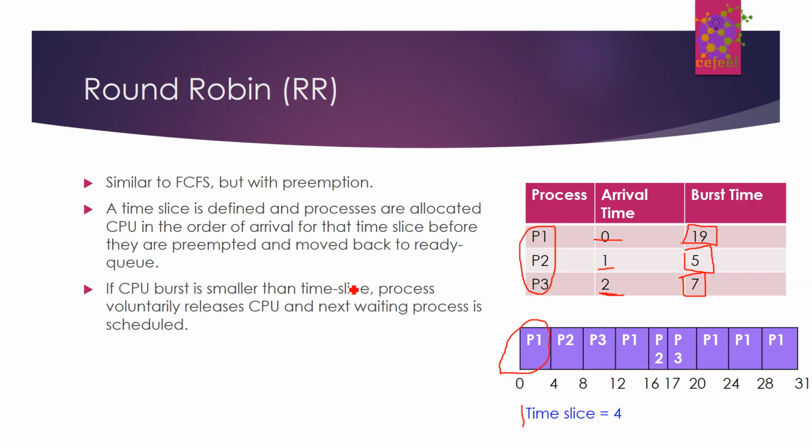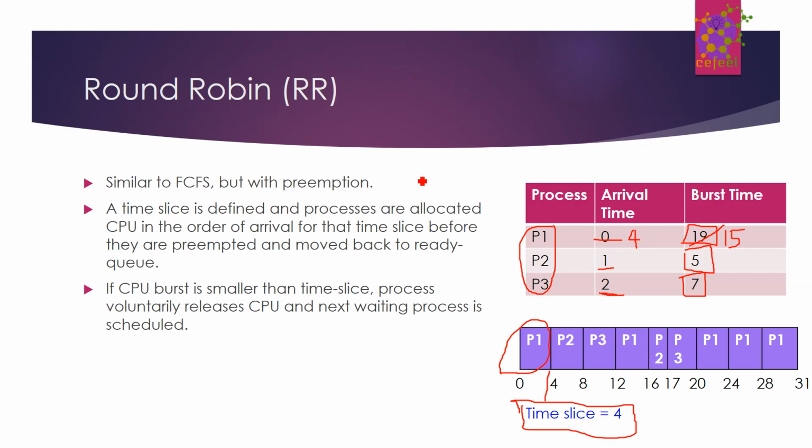But our time slice is only 4, which means we will only allow 4 seconds of P1's work to be completed, and then we will put P1 back in the ready queue. So at time t equal to 4, the CPU will be taken away from P1, and its arrival time will be updated to 4, and the remaining time that P1 will have is 15.